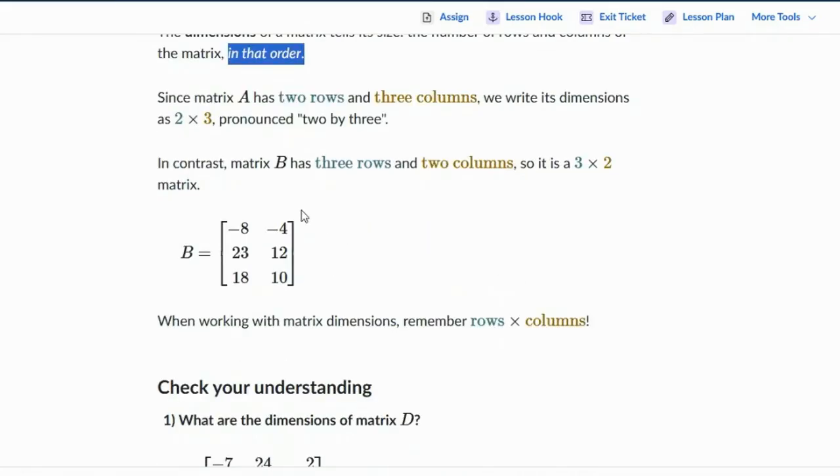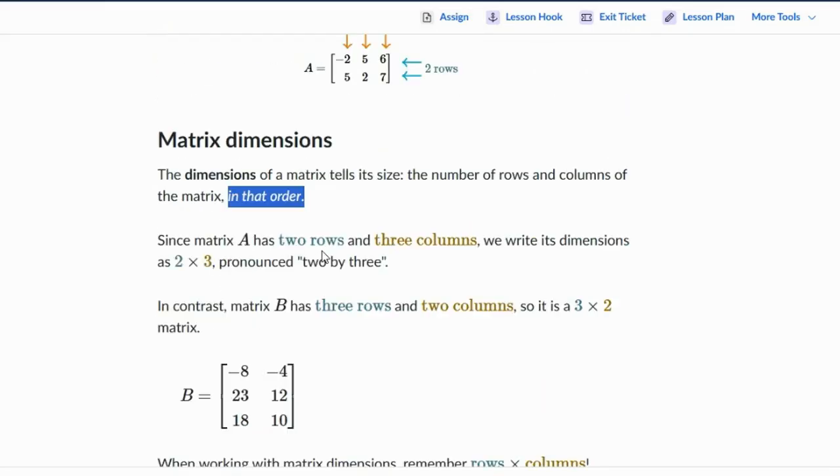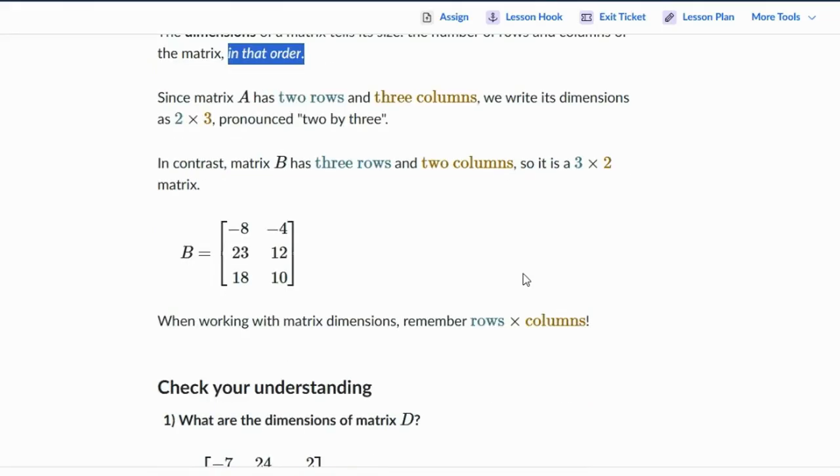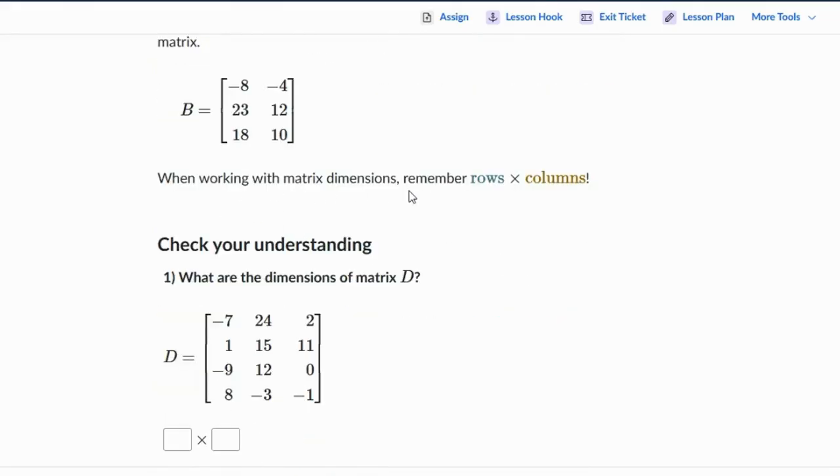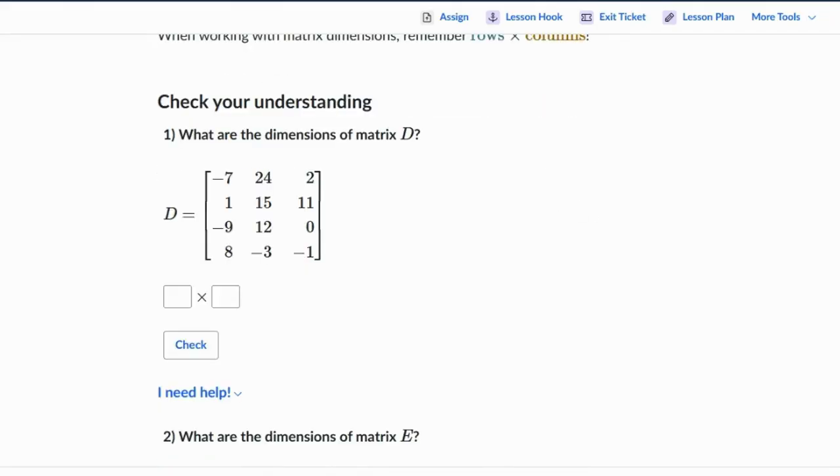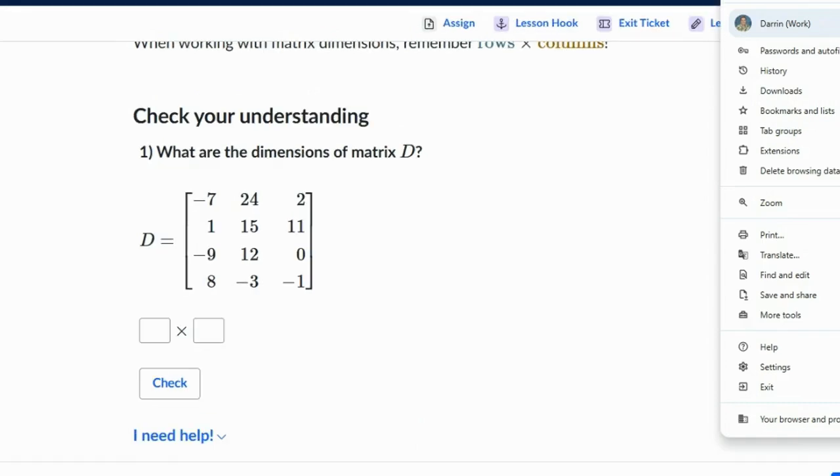In contrast, here's matrix B. It's a 3 by 2. See, it has 3 rows of numbers with just 2 columns. So you can see the difference between a 2 by 3 and a 3 by 2. So when working with matrix dimensions, remember rows and columns. So let's try this right here. Do I have this? I can make this a little bigger.